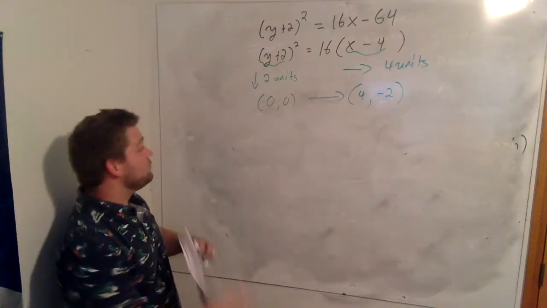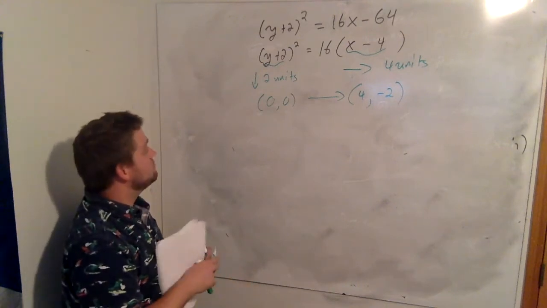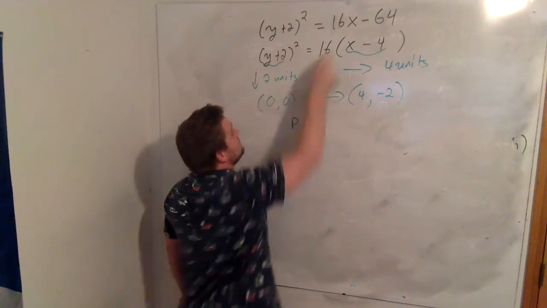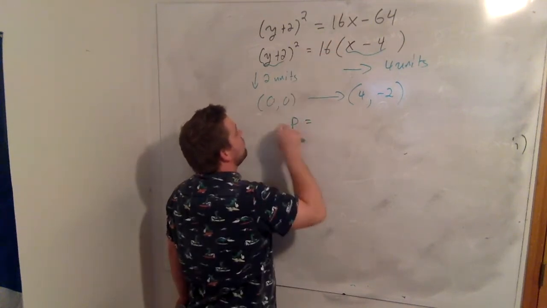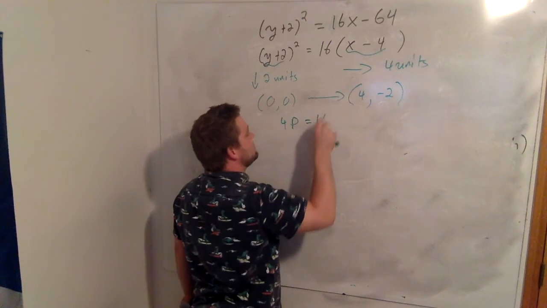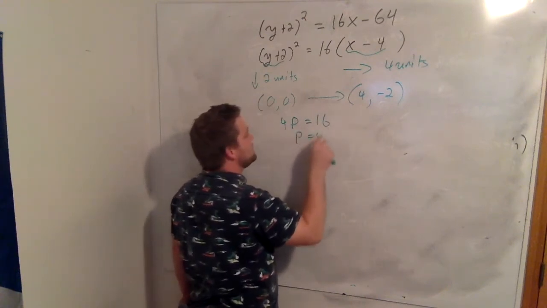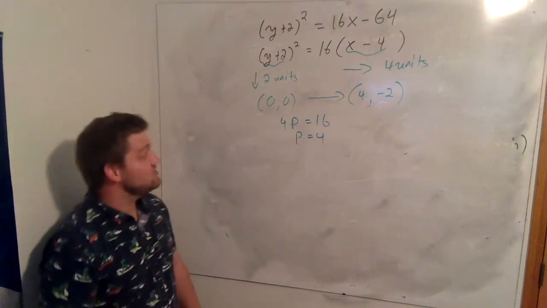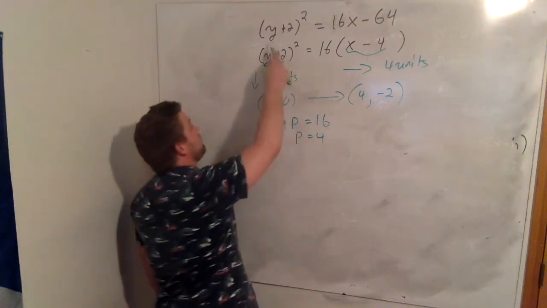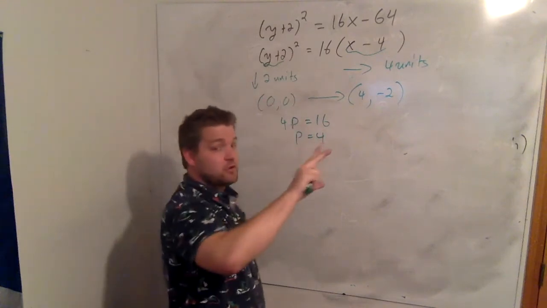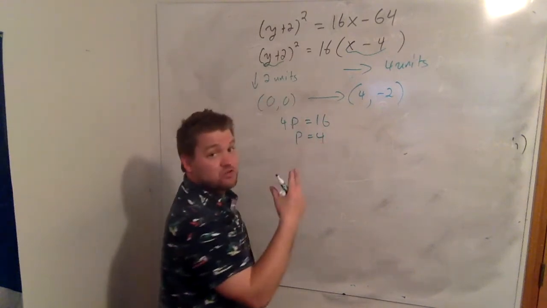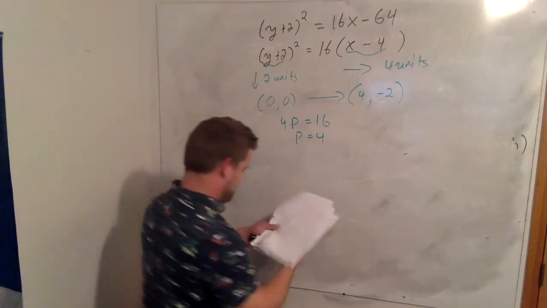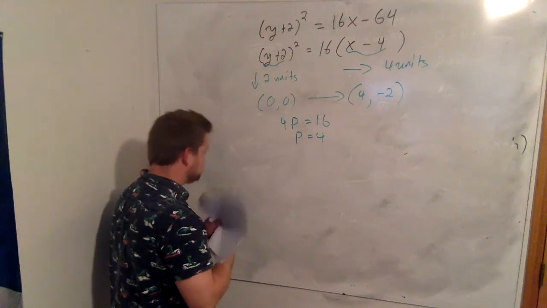Let's also figure out what our p-value is. In this case, 4p will be the same thing as 16, so p is going to be equal to 4. Now let's also think about the orientation here. The y is being squared, so it's going to be a parabola opening either to the right or to the left. Our p-value is positive, so it's going to be opening up to the right. Okay, so let's sketch it.